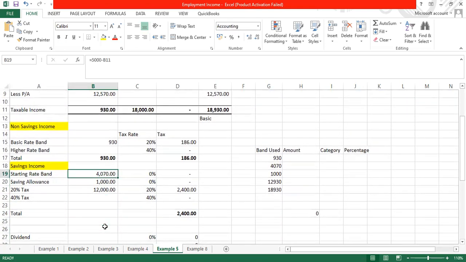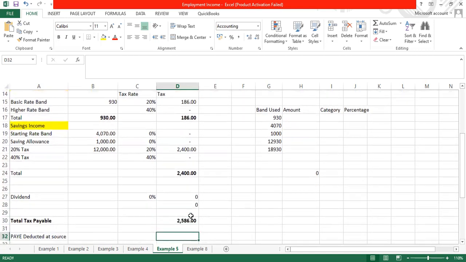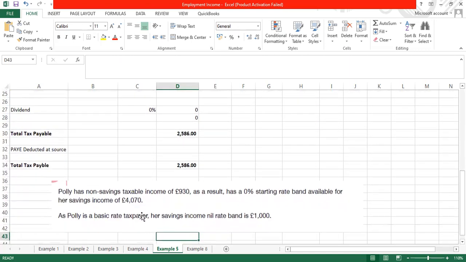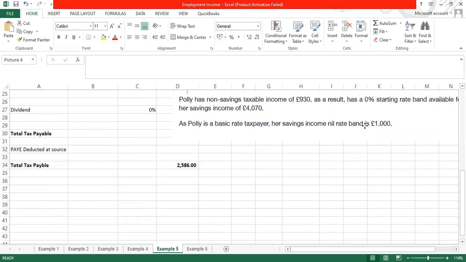So the total tax payable here is 2,400. If we add this 186 plus 2,400, the total is 2,586 to pay. Polly has a non-savings taxable income of 930. As a result, she has a 0% starting rate band available for her savings income of 4,070. As Polly is a basic rate taxpayer, her savings income nil rate band is 1,000.